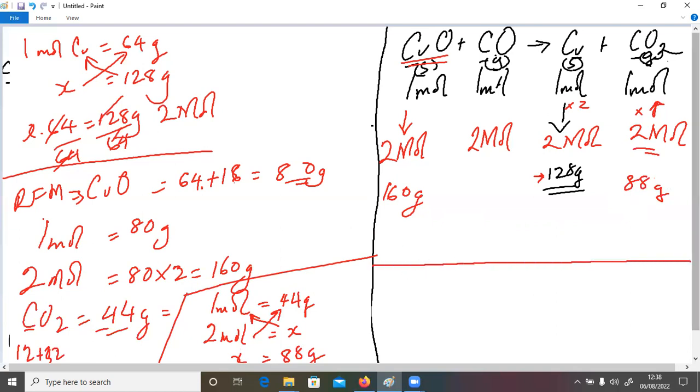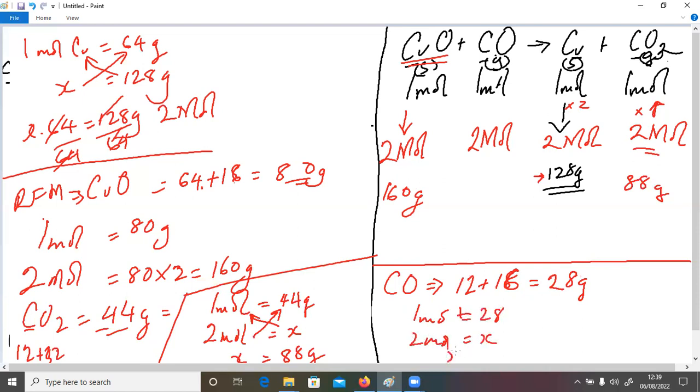Then lastly, how much carbon monoxide am I going to be using in the same chemical reaction? Carbon monoxide, in that ratio, is 1 carbon, 12, plus 1 oxygen, 16, which gives me 28 grams. So if 1 mole is equal to 28, what about 2 moles is equal to X? You do your cross multiplication and you find X ends up to be 56 grams.